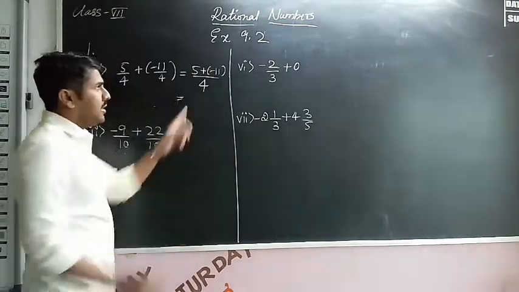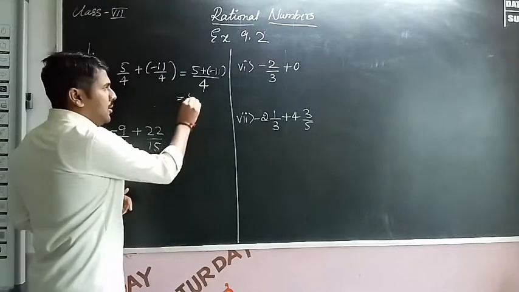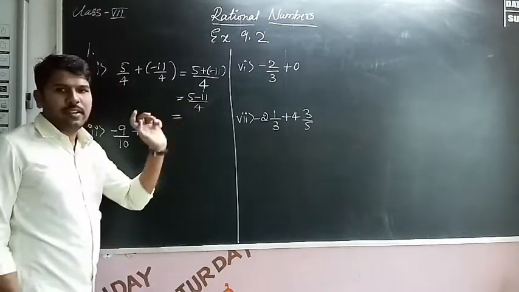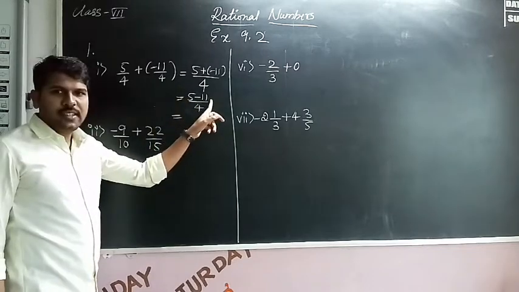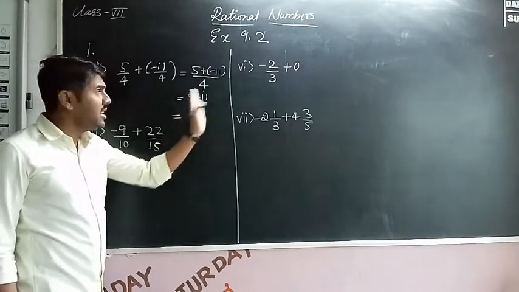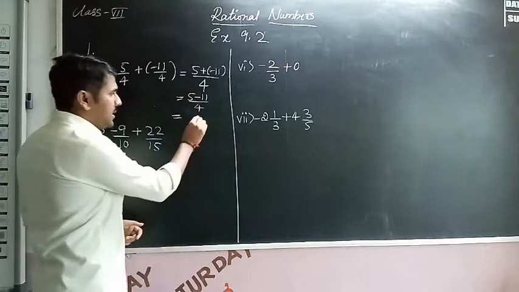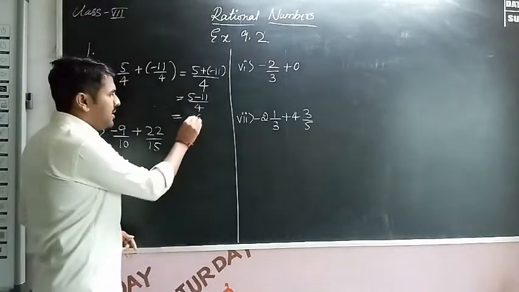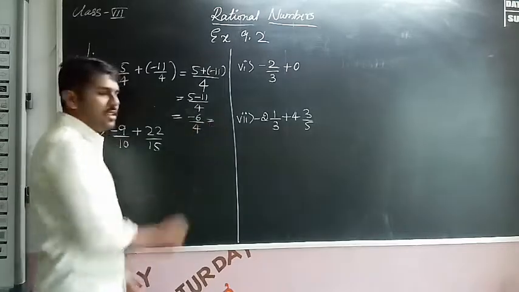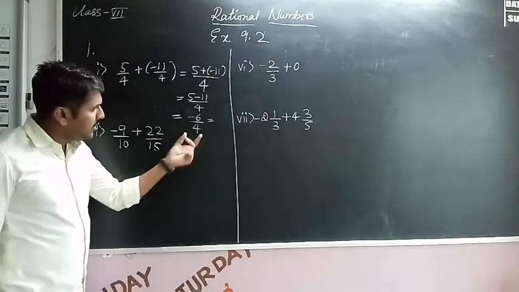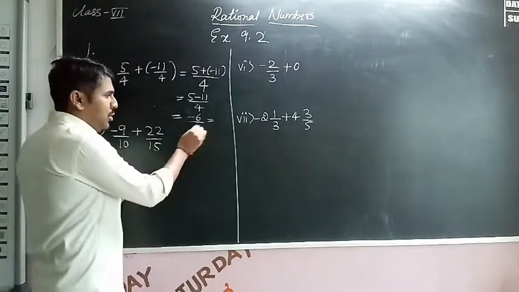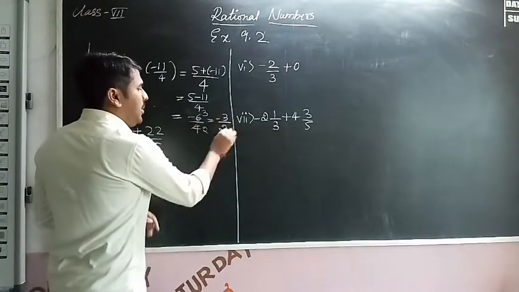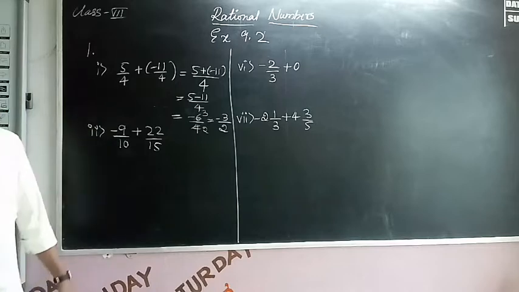So what will we get as the answer? Plus into minus is minus, divided by 4. 5 minus 11. Here the plus sign is there, here the minus sign is there. So first subtract the numbers. 11 minus 5 is 6. But here the biggest number's sign is minus. So minus 6 by 4. Otherwise you can cancel it, otherwise keep it as it is. So 2 2s are, 2 3s are. What will be the answer? Minus 3 by 2. Minus 3 by 2.